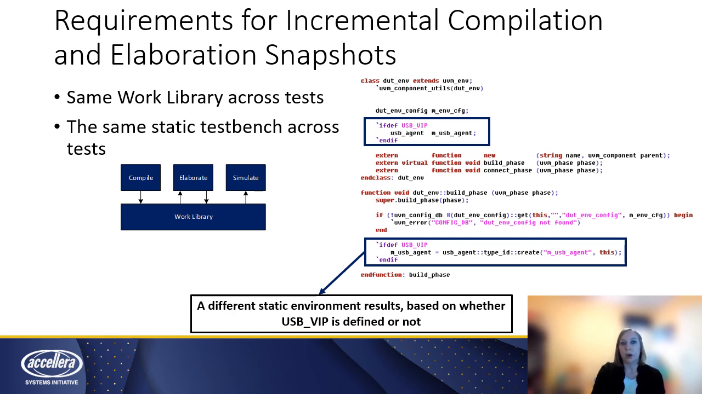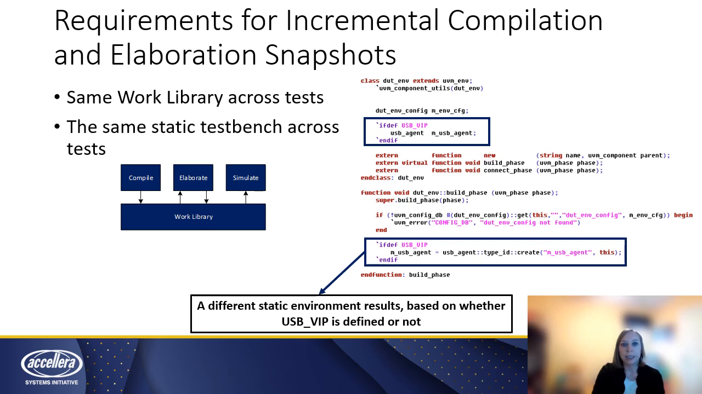There are two key requirements for incremental compilation and elaboration snapshots. First, the same work library must be used across tests. As you can see in the figure, the output of compile goes into the work library. Then the work library is an input to the elaborate step, the output of which also goes in the work library. Finally, the simulate step draws upon the work library. To have the same input for every simulation, the work library must be the same.